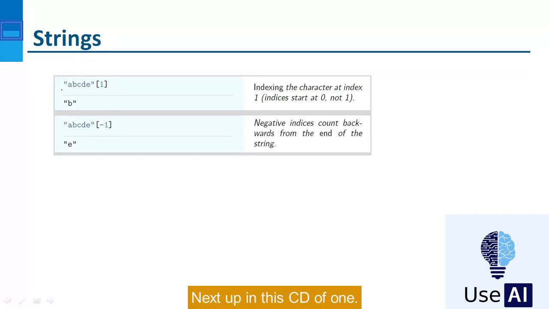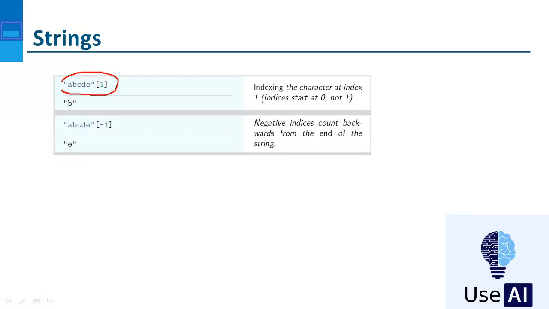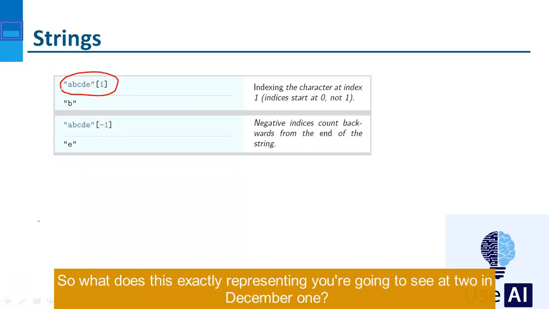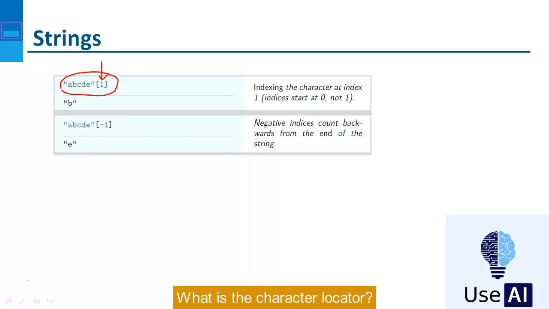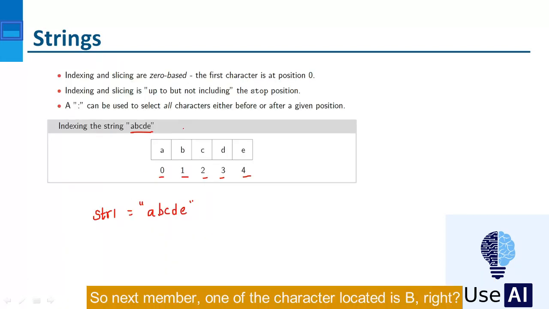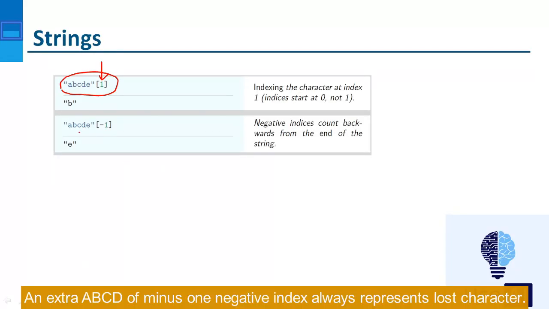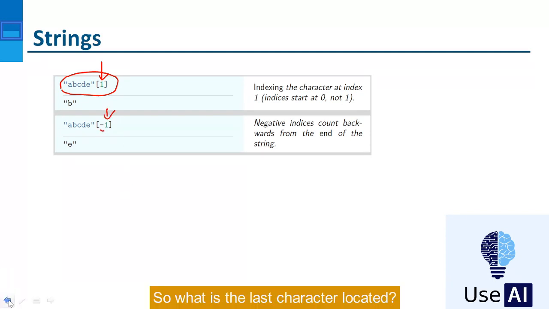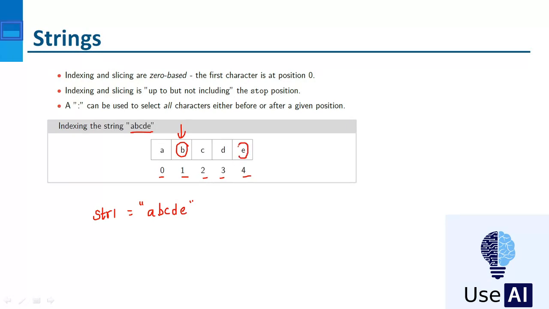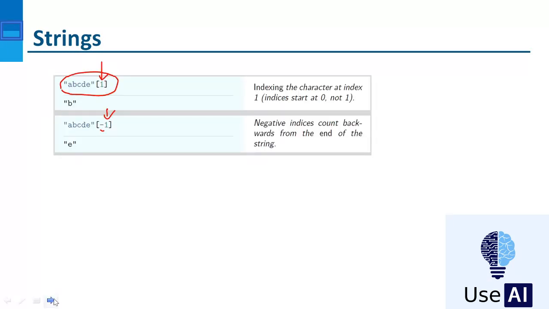Next, ABCD of 1. So what does this exactly represent? You can see at index number 1, what is the character located? At index number 1, the character located is B, right? So that will be displayed. And next, ABCD of -1, negative index always represents the last character, right? So what is the last character located? E is the last character.